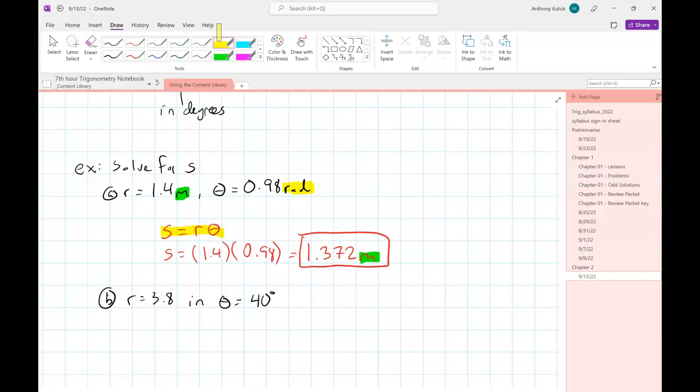The angle is measured in degrees. That means I have to use the other formula. Yes. Sure. But after I've done that, oops.